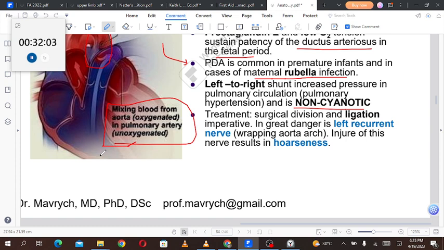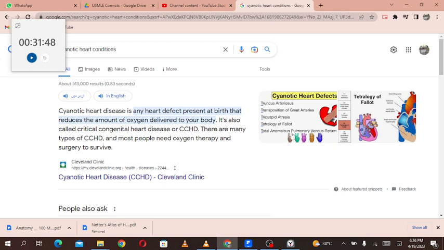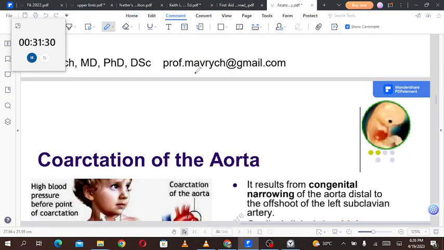Talking about cyanotic, the first one is the tetralogy of Fallot. Second is transposition of great arteries. Then we have truncus arteriosus, transposition of great arteries, tricuspid atresia, tetralogy of Fallot, and total anomalous pulmonary venous return. So these five conditions are cyanotic, and the non-cyanotic are ASD, VSD, and the patent ductus arteriosus. Then we'll talk about coarctation of aorta.